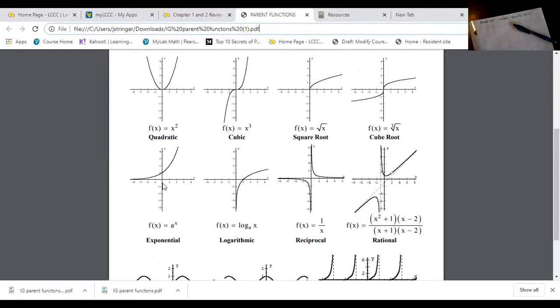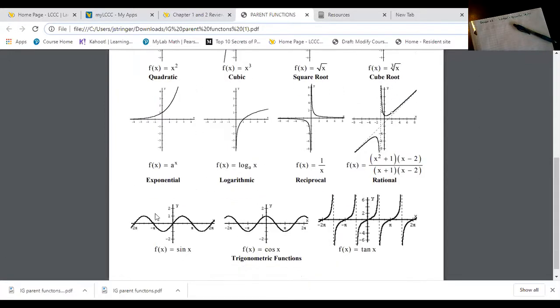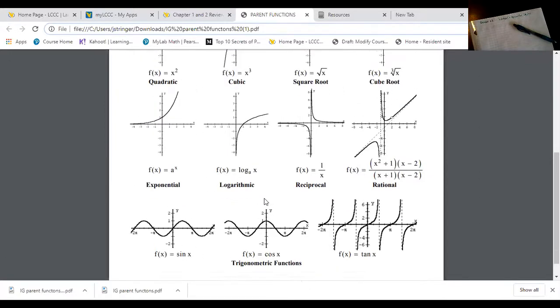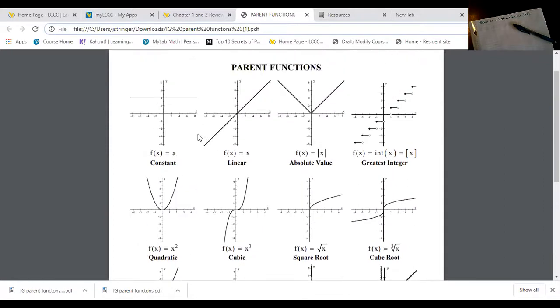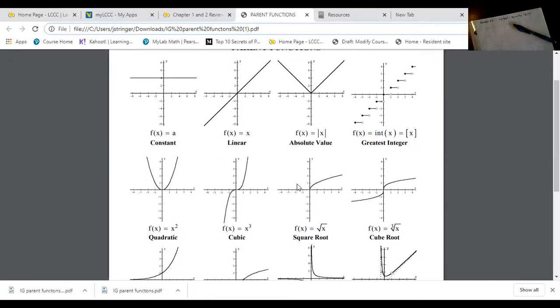Exponential is here, and logarithmic is here, and we'll get to those later. Chapter 6 is where we really talk a lot about the exponential and logarithm. So we'll get into these graphs a little bit later. We won't do much of the trigonometry right now. So we're focused mainly on our linear, absolute value, quadratic, some cubic, and square root right now. That's what we're going to work with on the parent functions.